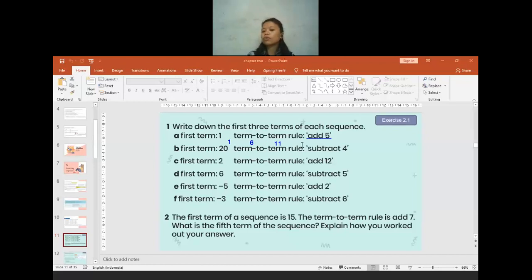Is there anyone get confused for the first three-term rule? No. Okay, if no one gets confused, let us continue to question B. The first term is 20. So we need to write 20 first. It's already given. To find the second term, read the rule given. We need to subtract it by 4.